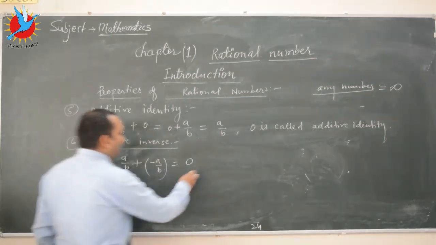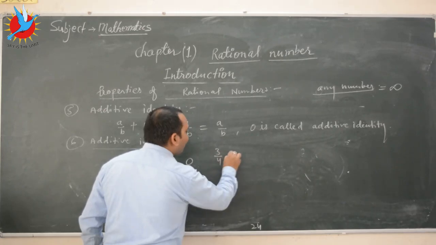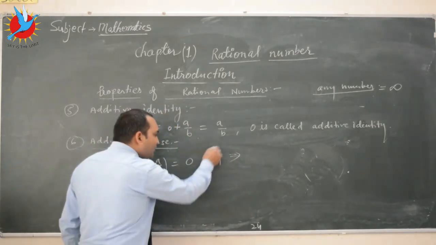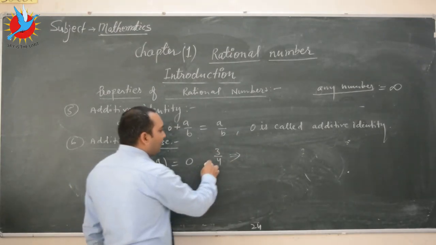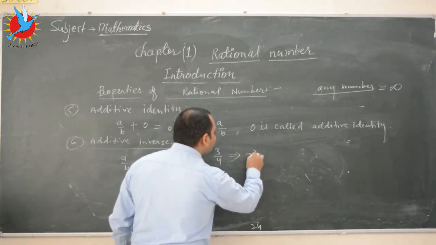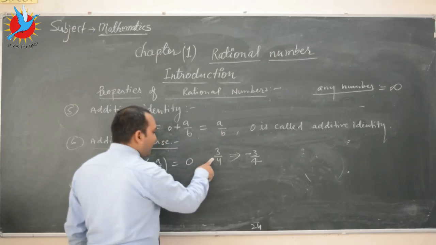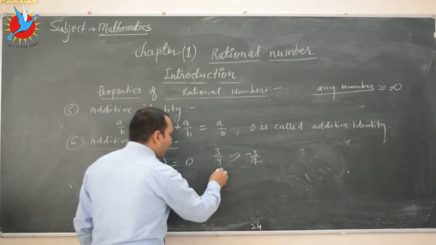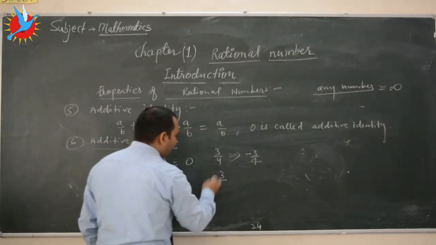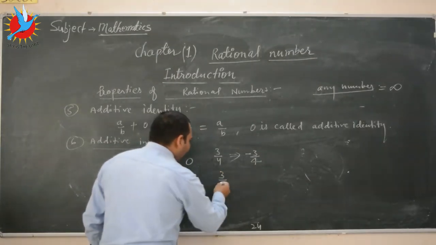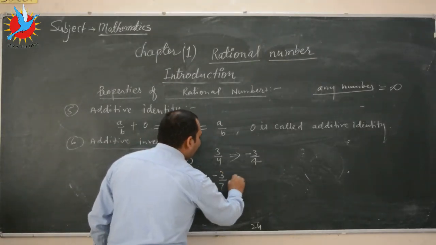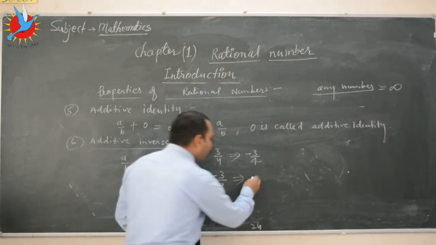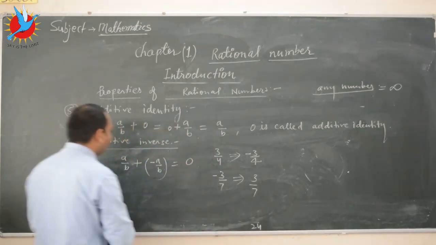So what is the additive inverse of 3 upon 4? This is a positive rational number, so the negative of the rational number is minus 3 upon 4. So the additive inverse of 3 upon 4 is minus 3 upon 4. And minus 3 upon 7, what is the additive inverse of this number? Minus 3 upon 7, that is 3 upon 7.